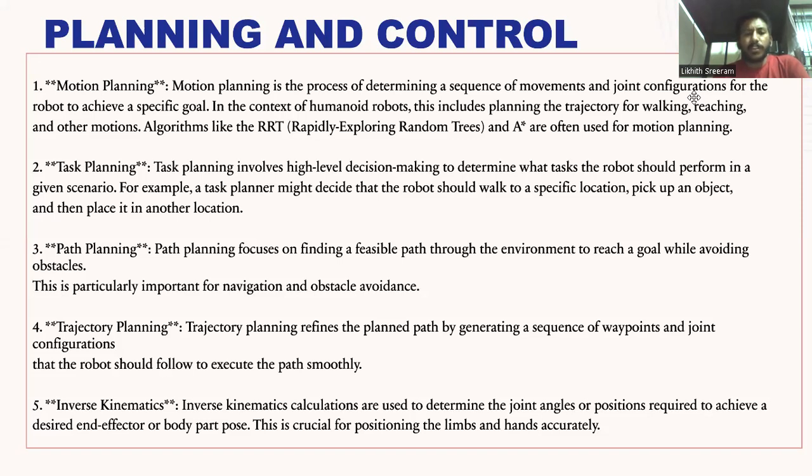Trajectory planning. Trajectory planning defines the planned path by generating a sequence of waypoints and joint configurations that the robot should follow to execute the path smoothly. Inverse kinematics. Inverse kinematics calculations are used to determine the joint angles or positions required to achieve a desired end effector or body part pose. This is crucial for positioning the limbs and hands accurately.